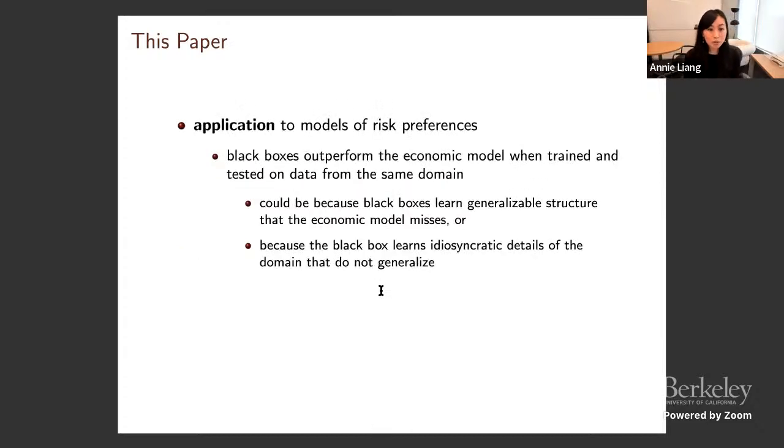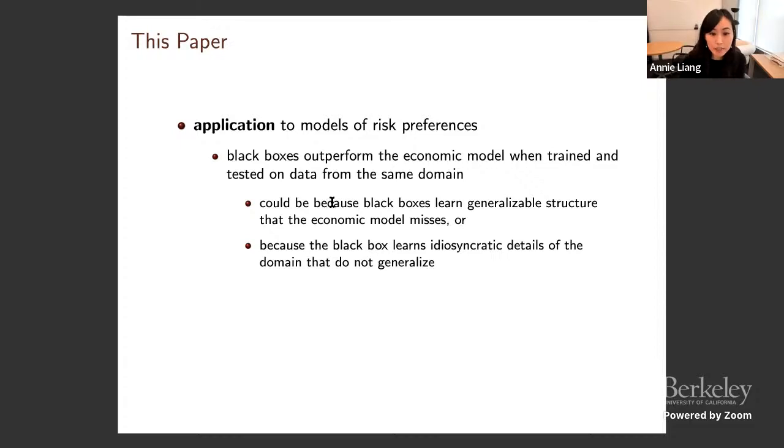Right, then we're going to demonstrate the methodology by applying it to a specific setting, which is predictions of certainty equivalence for lotteries. And here what we find is that if we look at the classic out of sample test, so a within domain prediction problem where the training data and the test data are drawn from the same domain, then the black boxes that we use outperform the economic model that we consider. Now, there's two possible reasons this is the case.